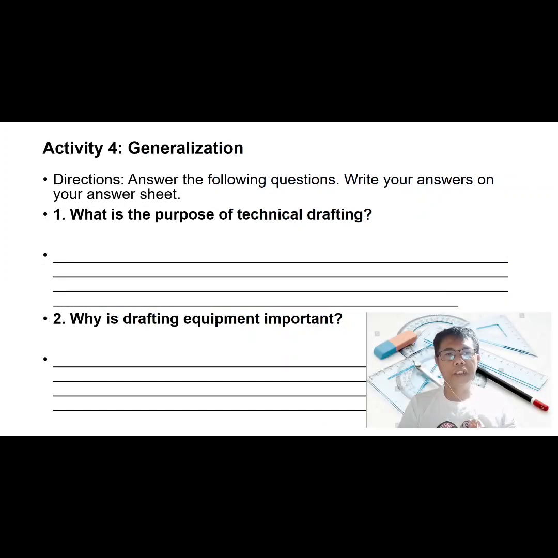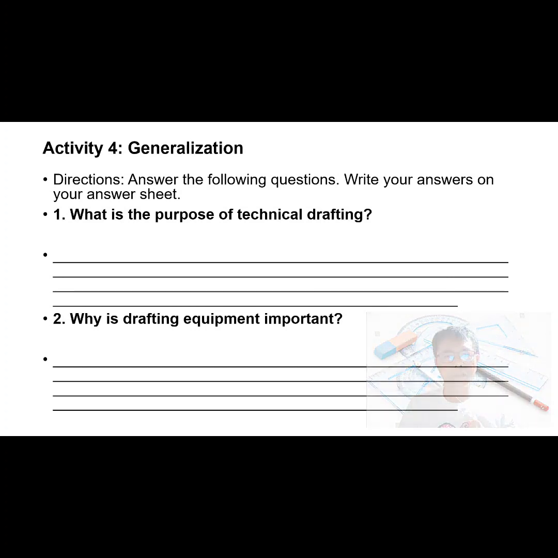Now for activity number 4, generalization. Direction. Answer the following questions. Write your answer on your answer sheet. Okay, question number 1. What is the purpose of technical drafting? And number 2, why is drafting equipment important? Pause the video when answering.